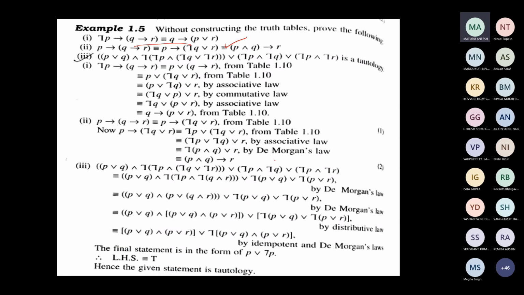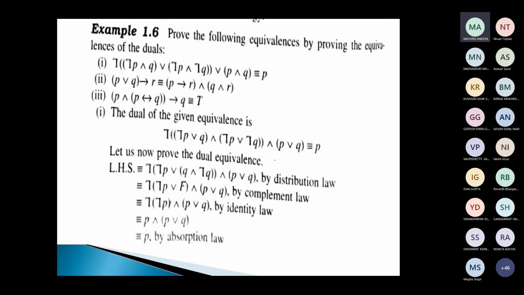Okay, can you take one question? We'll try without constructing the truth tables. We'll do that later. Okay, prove the following equivalences by proving the equivalence of the dual. So take down the second one first. Easy one first, we'll do.